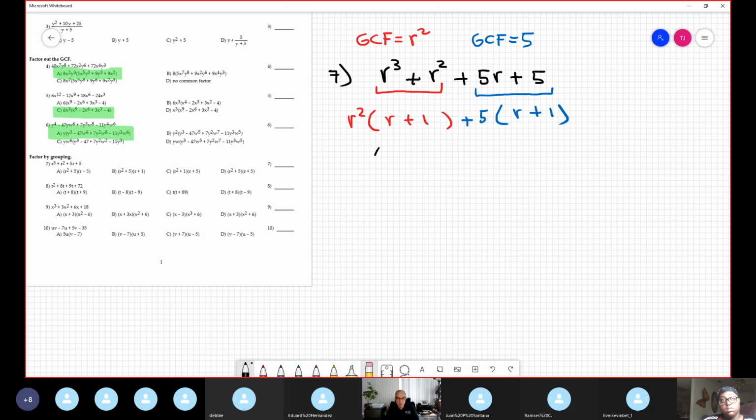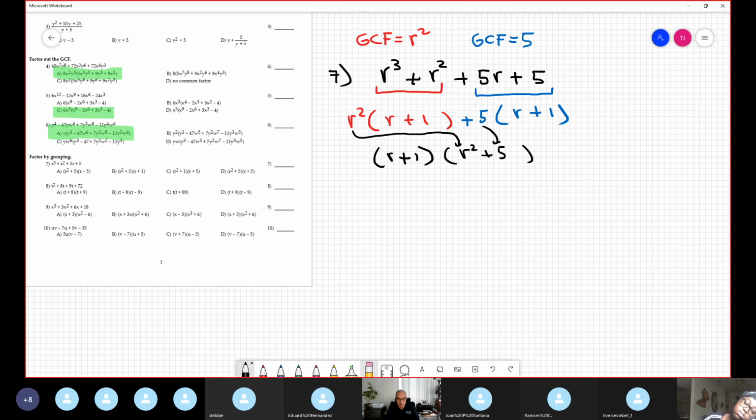Let me use the black color. You factor out one more time. R plus 1 out, and open the last parenthesis, and inside it we have R squared plus 5. Where does R squared come from? Well, it's this one, and 5 is this one. And R plus 1 is common, that is the reason I put it outside one time.